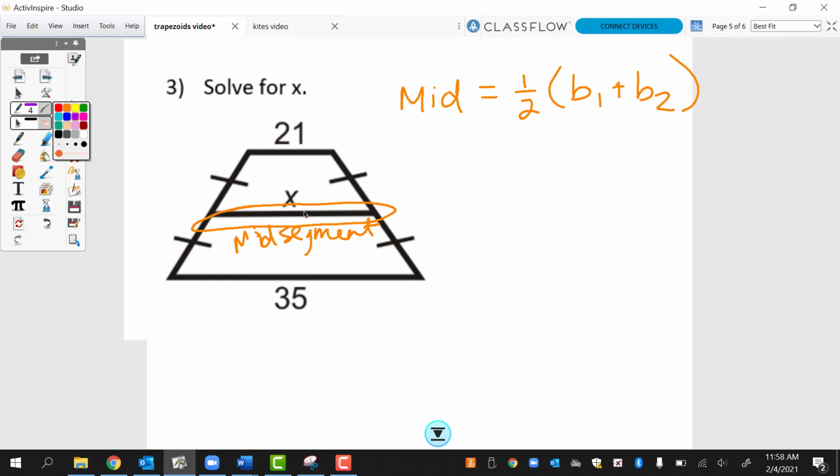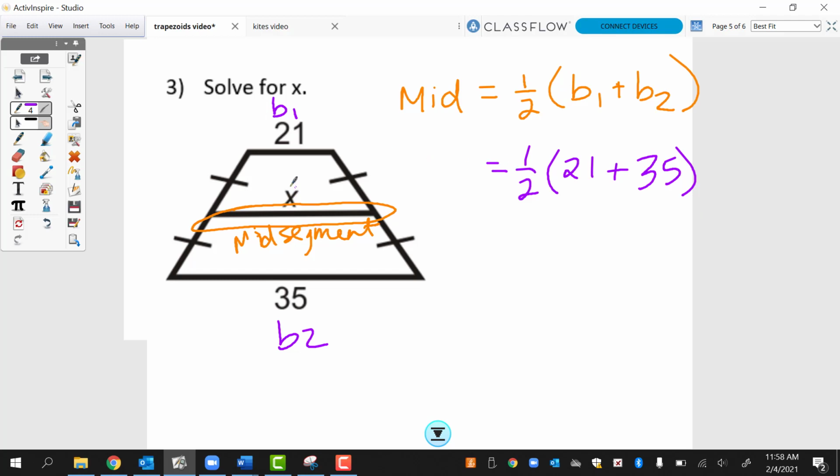Those are going to be the numbers that are not in the middle. I labeled this mid-segment already. So B1, that's one of the bases. B2 is this. I'm going to plug those in for B1 and B2. So I have 1/2. B1 we just said was 21 plus B2 was 35 equals my mid-segment, which was X. So I'm going to solve this.